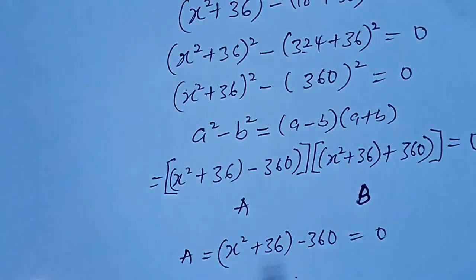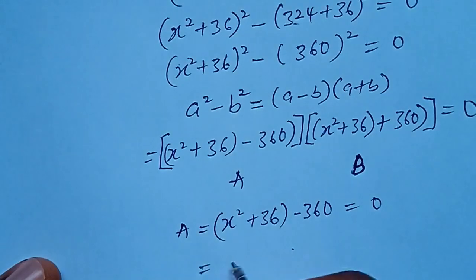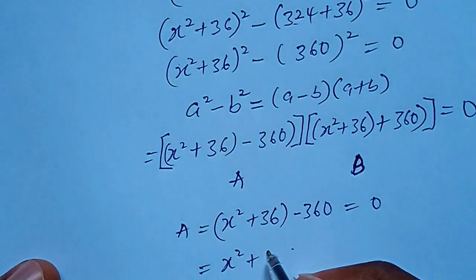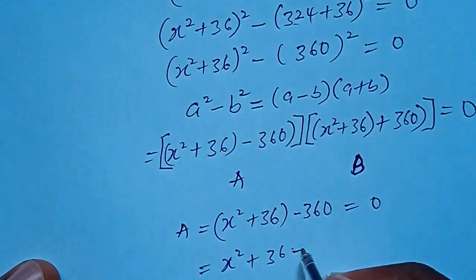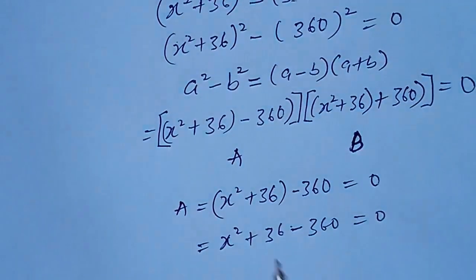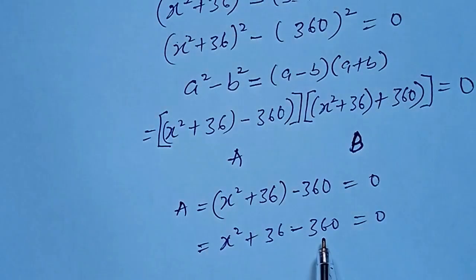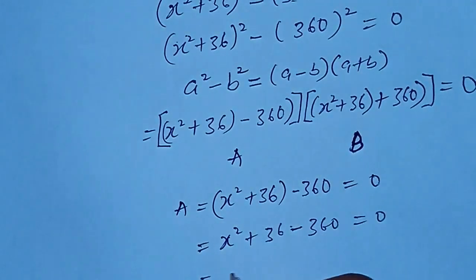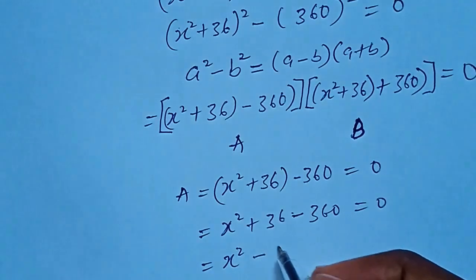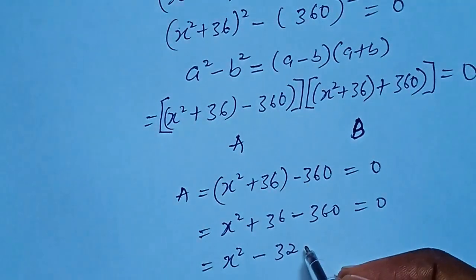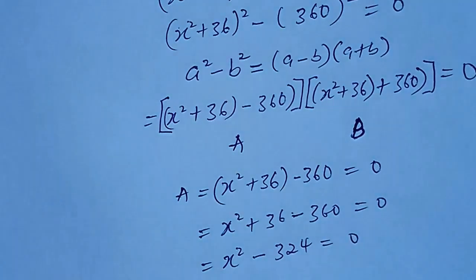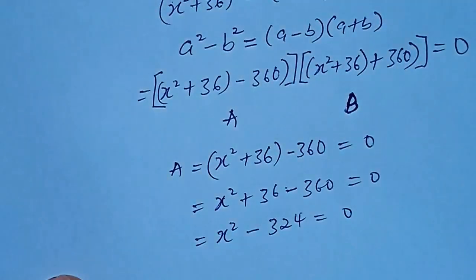What will this lead to? If we open this bracket, we have a equals x squared plus 36 minus 360 equals 0. So 36 minus 360 will give us x squared minus 324 equals 0. This is what we have.